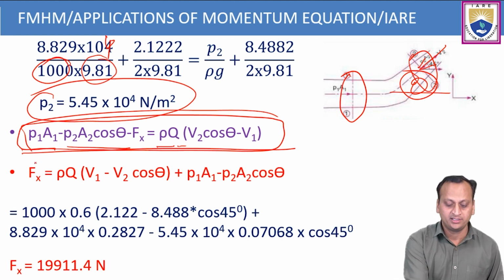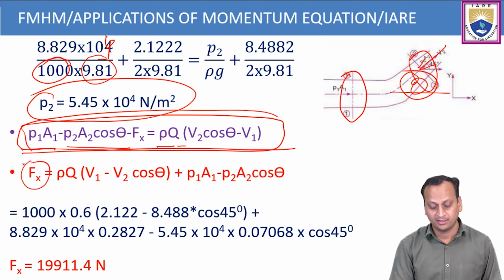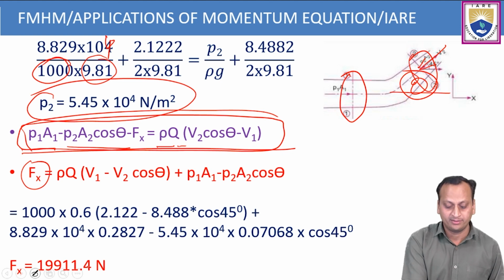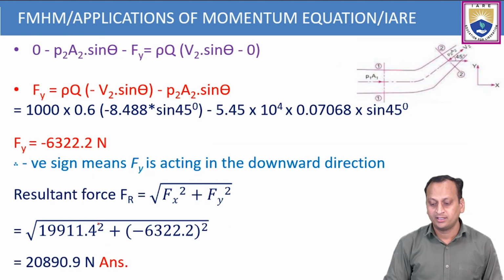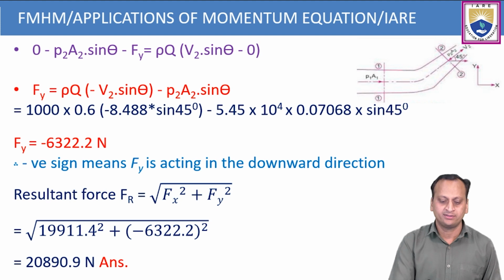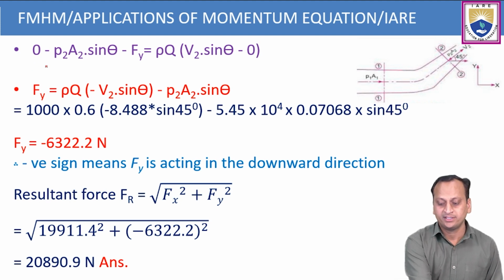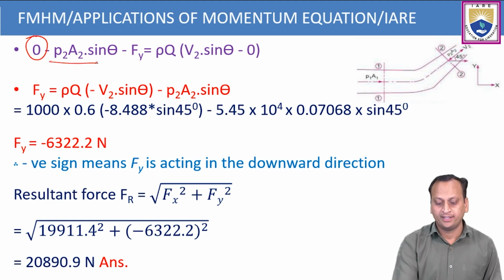From this, the resultant force Fx, the force about x, can be calculated as 19911.4 newtons. So this is Fx. Similarly, for the force in the y direction, again by applying the momentum equation, the pressure force at section 1 is 0, minus P2 A2 sin theta, and minus Fy equals rho Q V2 sin theta.